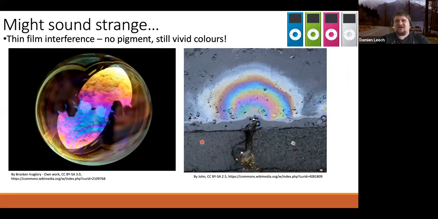It might sound a little bit strange and a little bit weird, but it's actually quite common, and you've probably seen it quite a few times before. It's really just a complicated version of something called thin film interference. So if you have ever made bubbles, you'll know that the solution is normally colorless. But when you look at the bubble itself, it displays a kind of rainbowy pattern. And you can see it in this image.